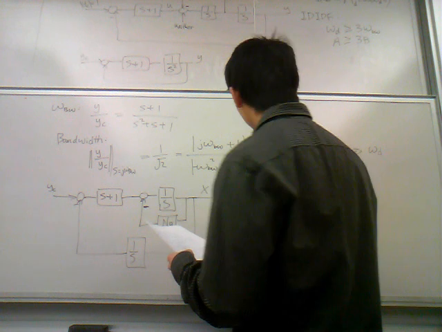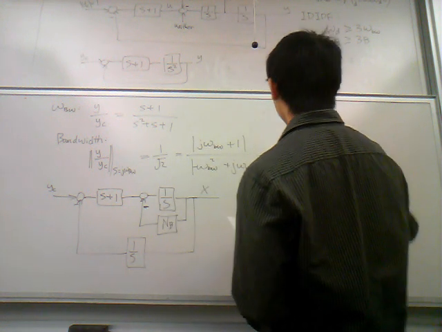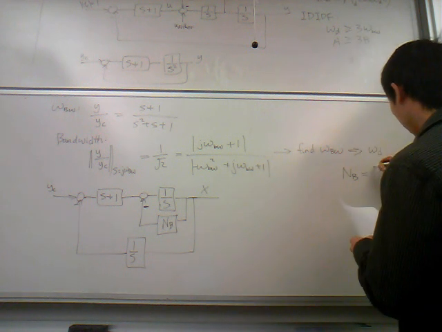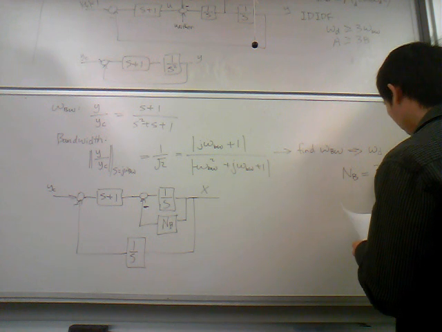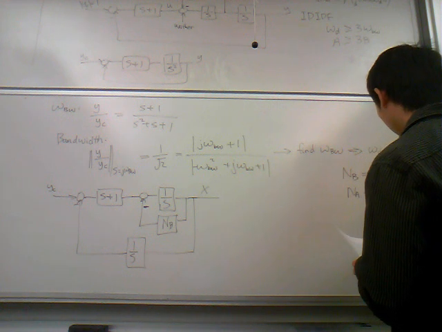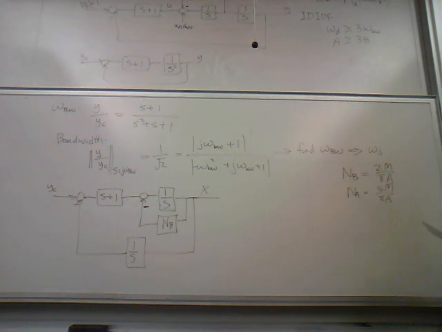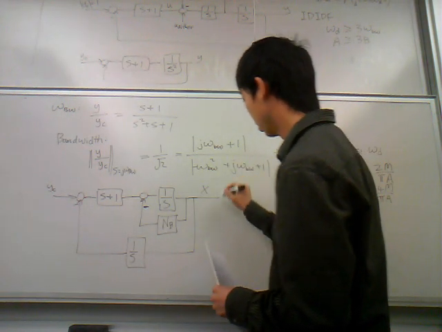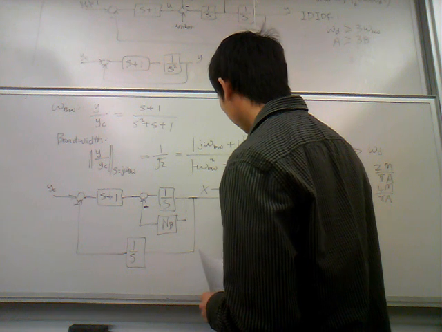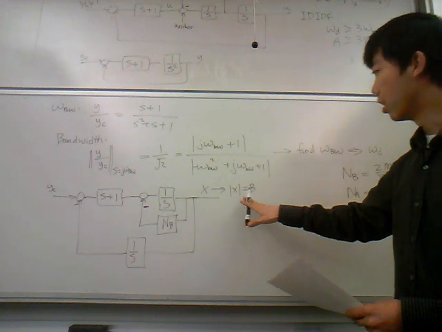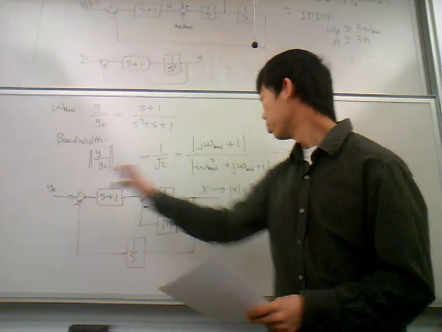So when we do this, recall that NB is 2m over IA, and NA is 4m over IA. So this is X, and the magnitude of X is just B, right? So now we've got a nice block diagram from an input to an output.